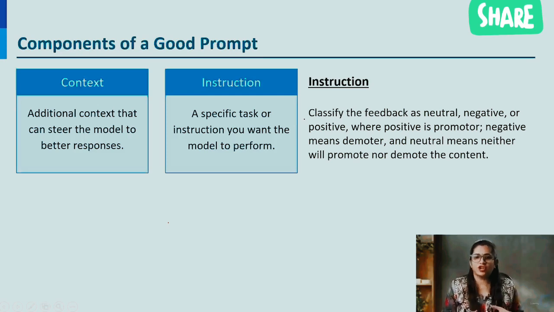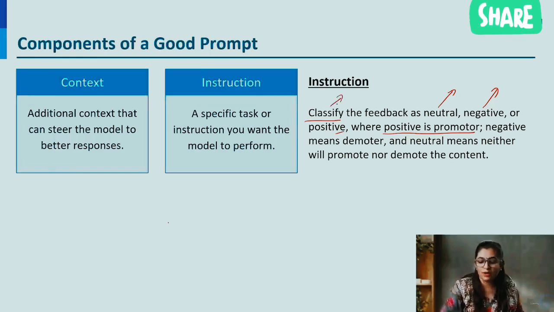Now, second is instruction. You are saying to ChatGPT to classify the feedback into neutral, negative, positive. Where you are instructing or telling your ChatGPT what is positive. Positive means your consumer is your promoter. Negative means they are demoter. Neutral means they are neither promoter nor demoter. They are neutral towards your content. This is the instruction that you give, what the ChatGPT or generative model needs to do. This is what it is doing, classifying.